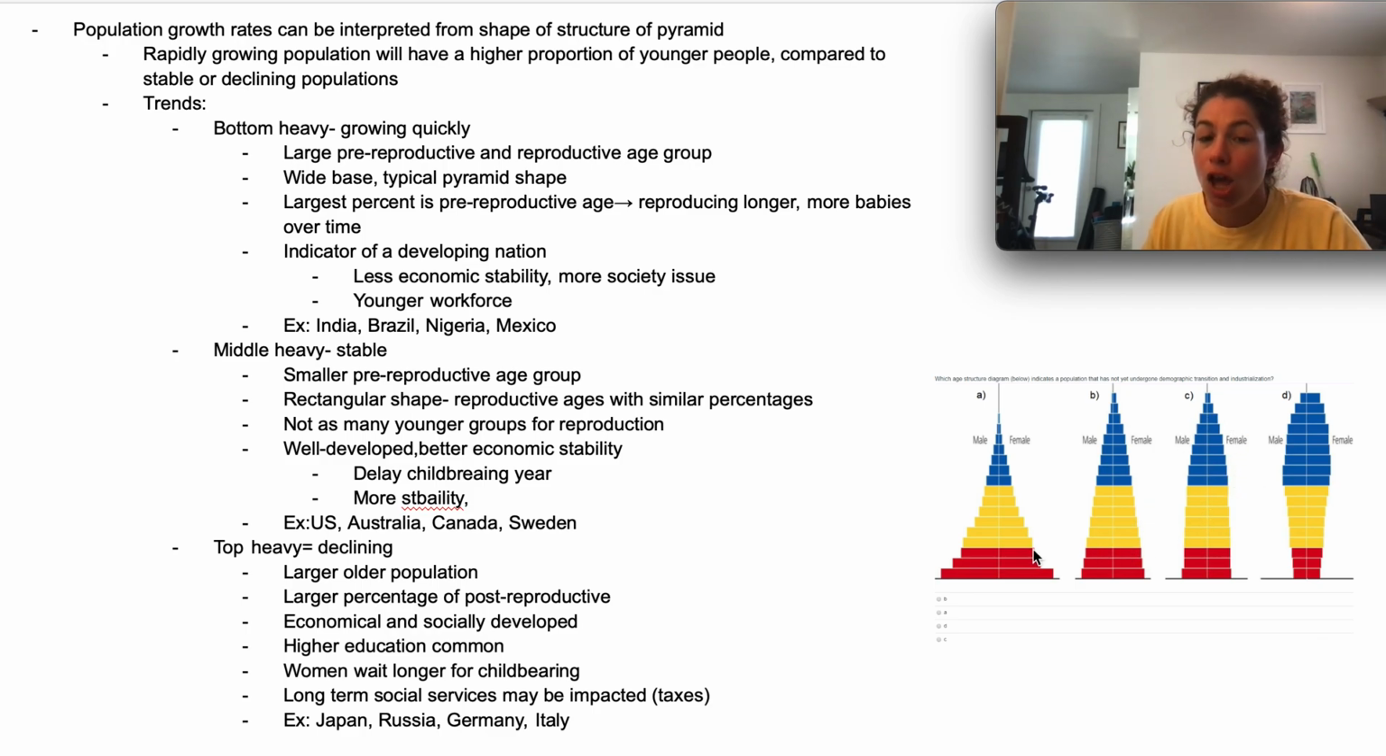If you're top heavy, your population is declining. You are not reproducing enough to replenish your current population size. You'll see generally a large older population. A larger percentage of your population is post-reproductive. You're economically and socially developed. You have a lot of higher education. Generally, women are waiting longer to make babies. The issue here with a declining human population is that you're going to have less individuals paying taxes as time goes on. So you're going to have less resources being able to be provided by your government. So long-term social services can be impacted in that way.